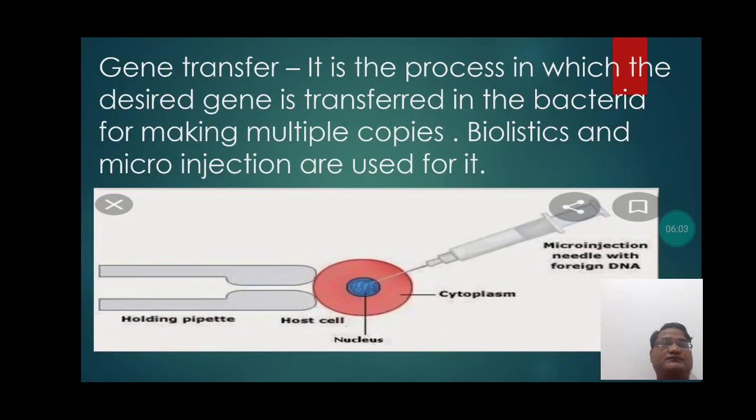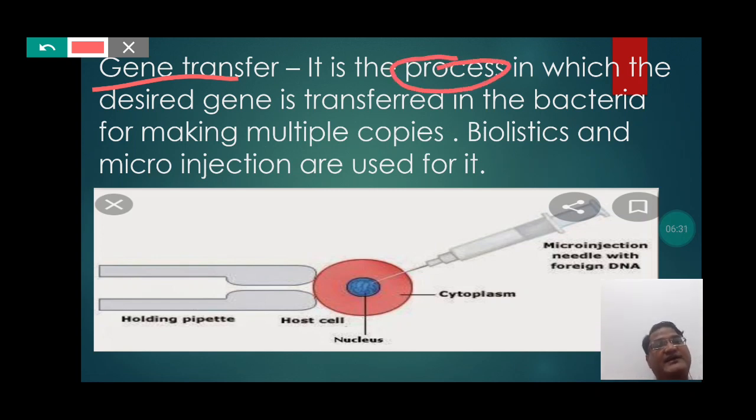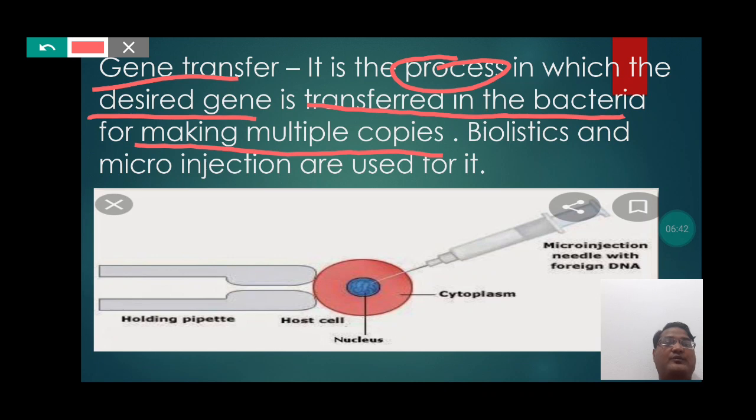Gene transfer is a process in which the desired gene is transferred in the bacteria for making multiple copies. Ballistic and micro injections are used for it. So students, gene transfer actually is a specific process in which the desired gene, which is required to synthesize a particular protein, is transferred into the bacteria for making multiple copies.